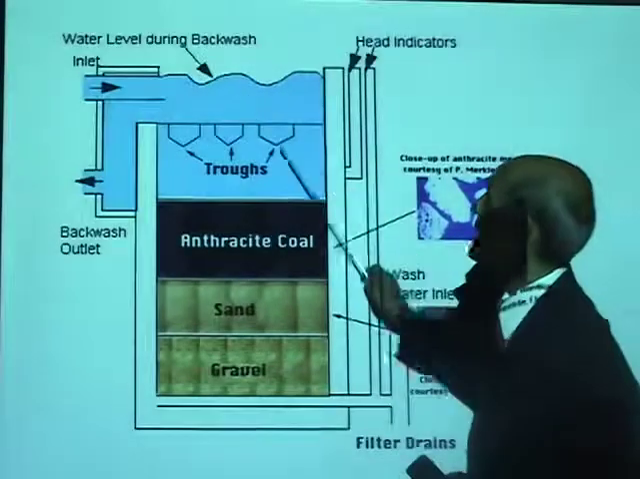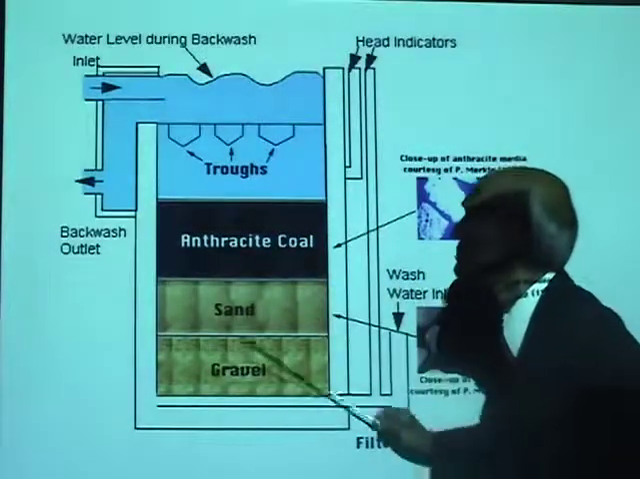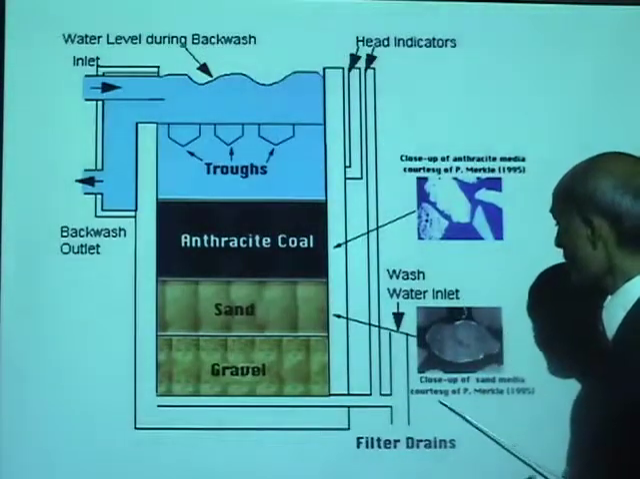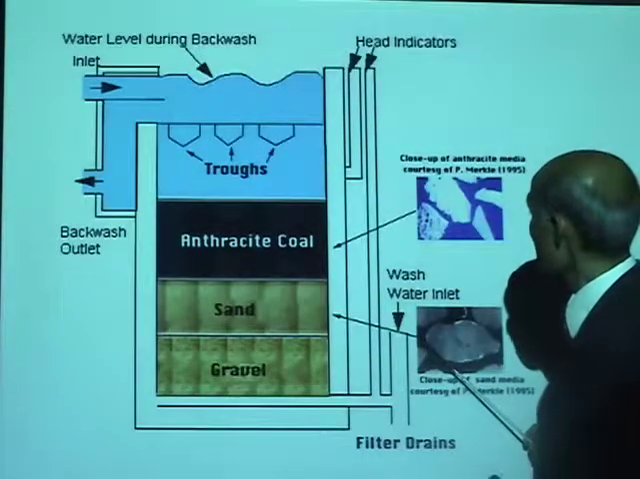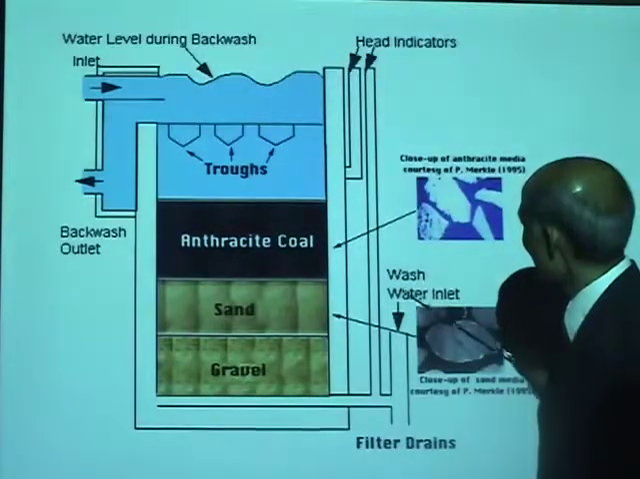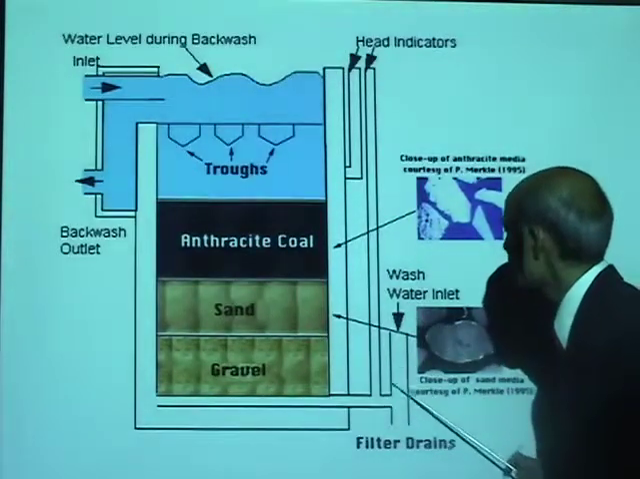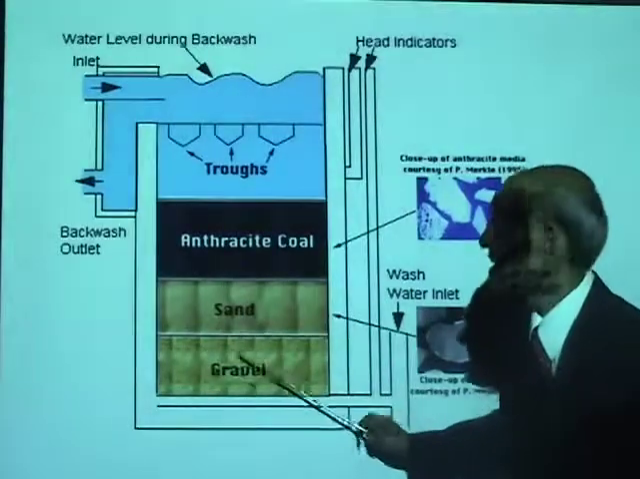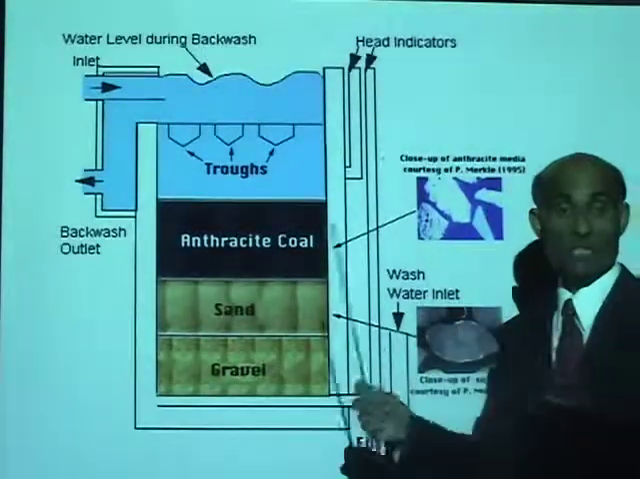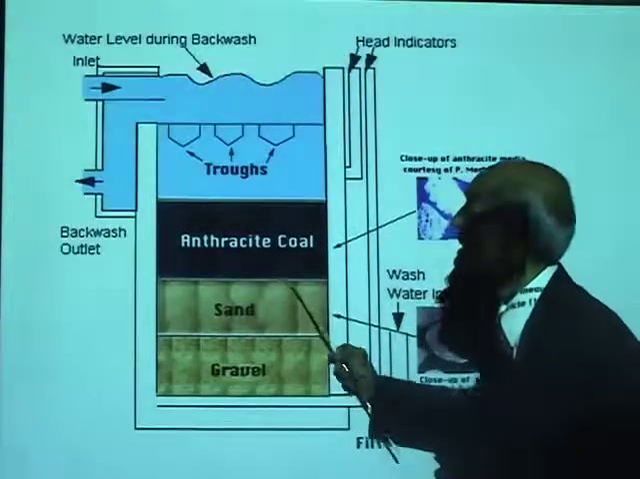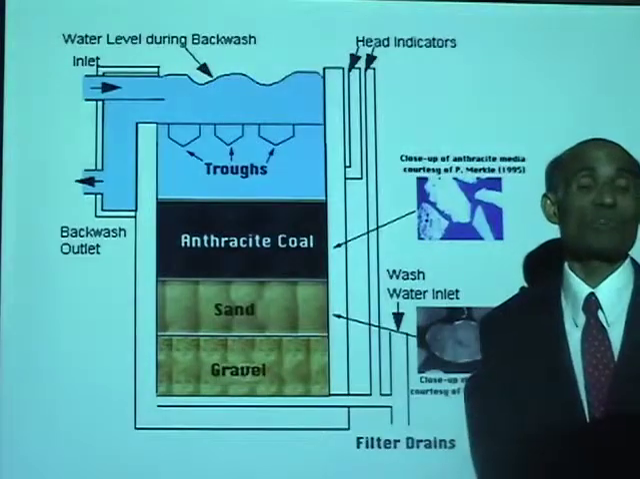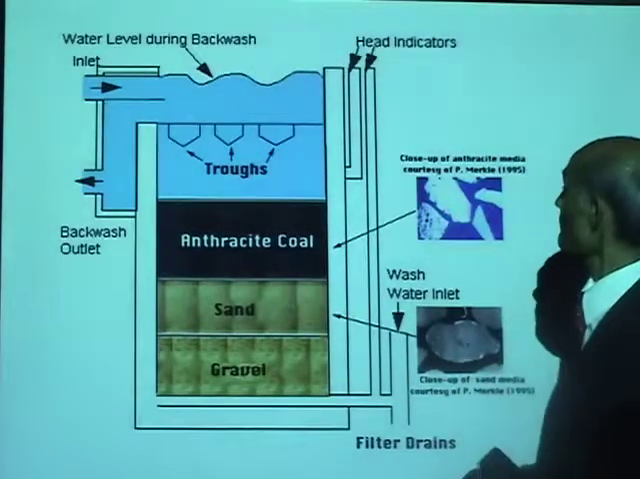Well, this is one more time. Once you use the filter, you need to clean it. You see? Now, in order to clean it, you allow water to go into the inlet here and take away all the accumulated sediments and clean out, so that the filter is now ready for use again.